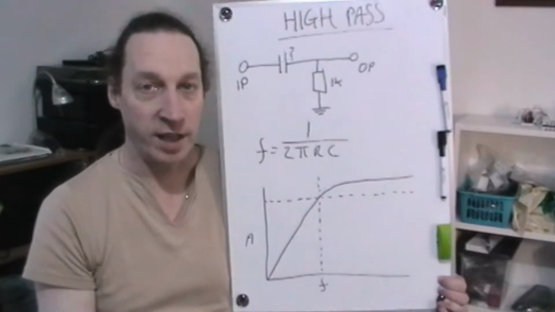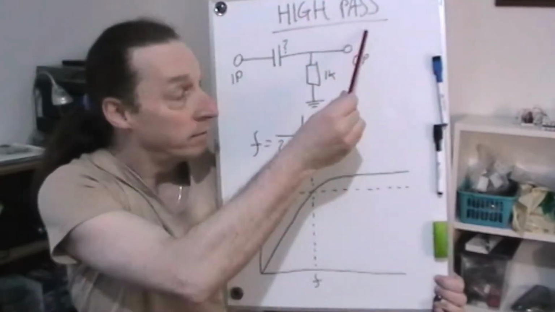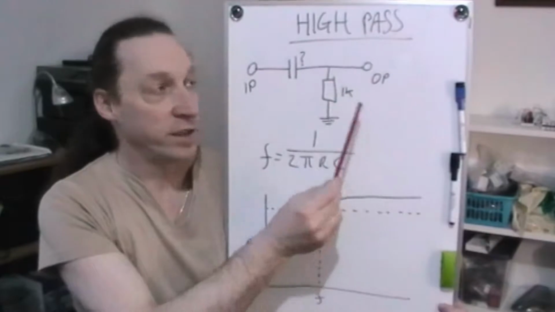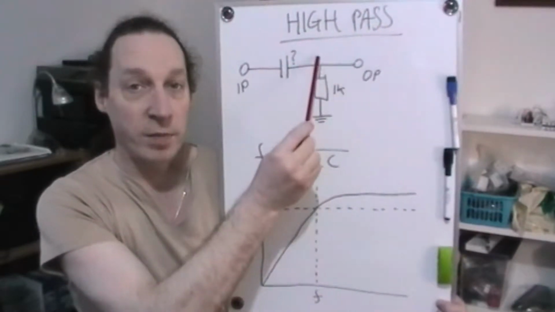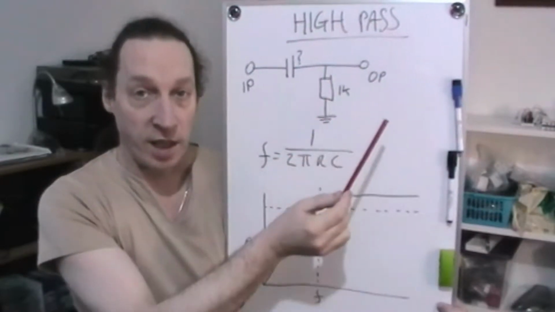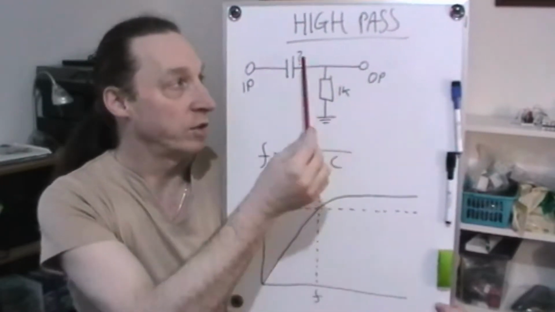I'm Richard, and today I'm going to have a look at the high pass filter. This is a very simple device. It's two components, a resistor and a capacitor. That's why it's an RC passive high pass filter.